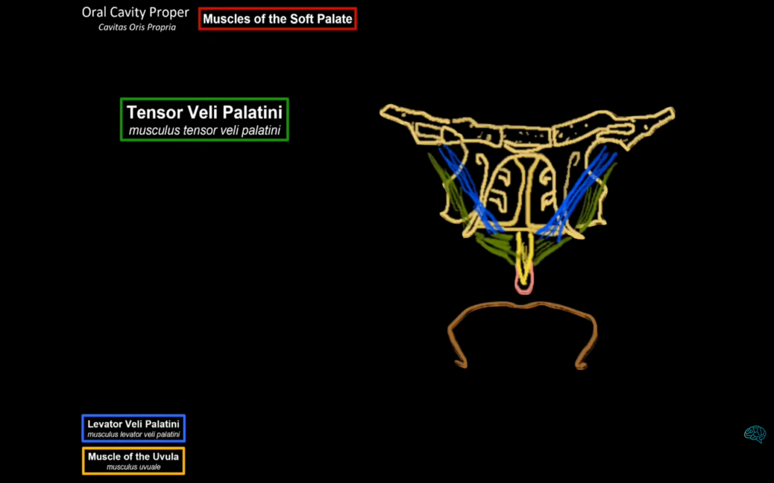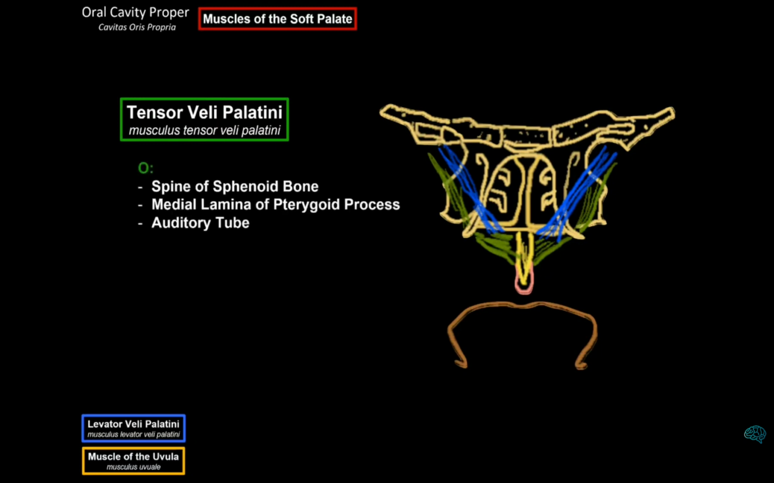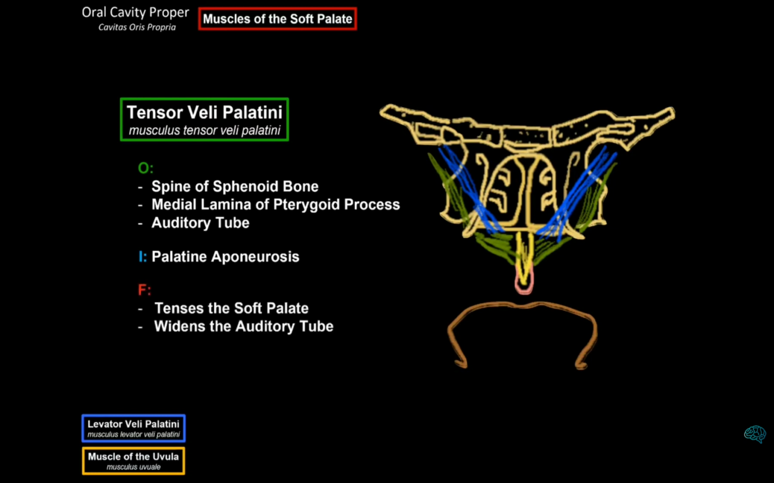So levator elevates the soft palate, and then we have the tensor veli palatini, which tenses the soft palate. It looks like this, and it originates from the spine of the sphenoid bone, from the medial lamina of the pterygoid bone, as well as the auditory tube, and it inserts at the palatine aponeurosis. Its function is to tense the soft palate, as well as widening the auditory tube to release some pressure off the middle ear.